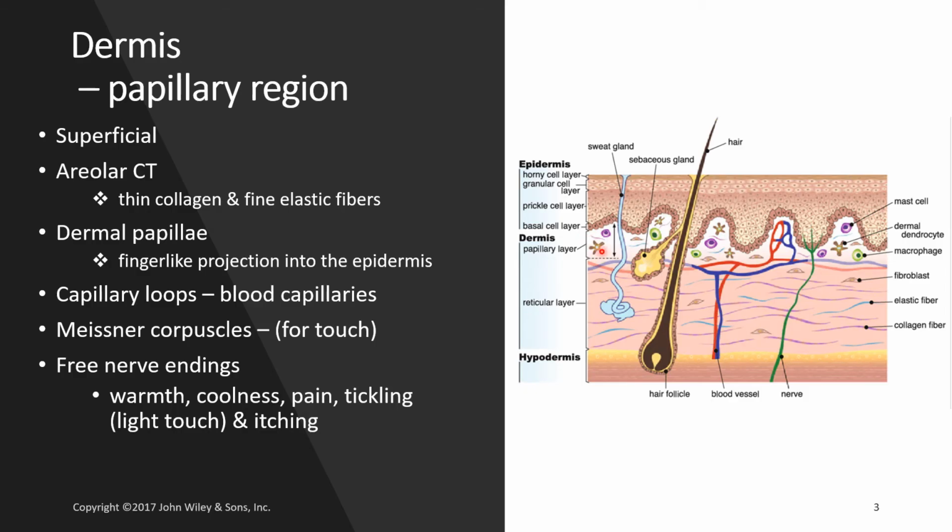So in this papillary region, this upper part of the dermis here, this is the most superficial part of it. It's made of areolar CT. So remember, that's that thin packing like material in there. It's got thin layers of collagen and very fine elastic fibers in this region. This is where we have the dermal papilla, which are the little finger-like projections going up into the epidermis, or you can think of the epidermis as coming down into the areolar or the papillary layer.